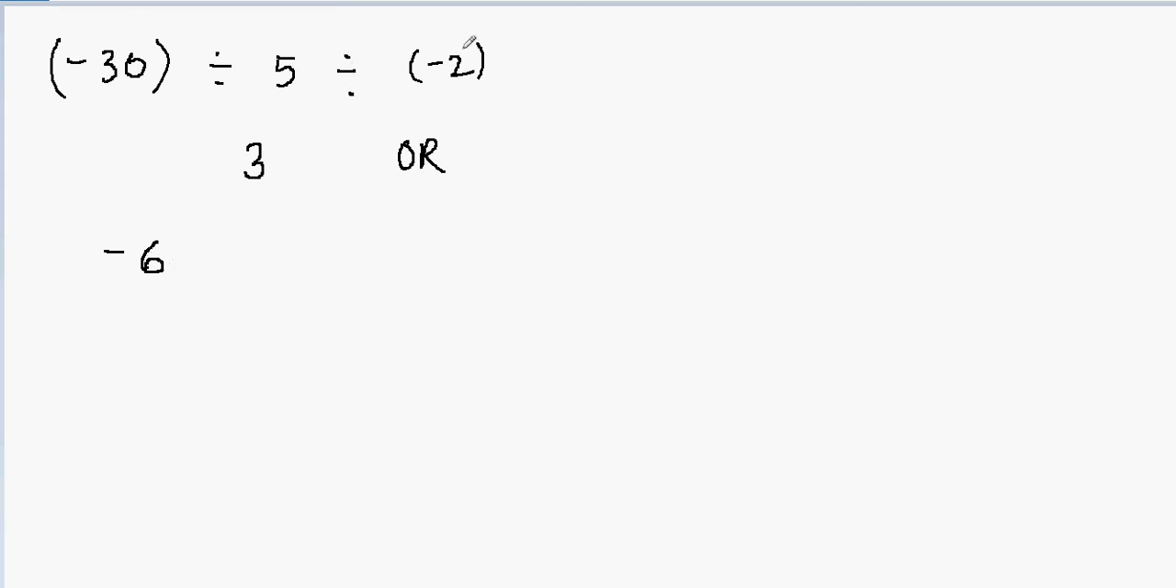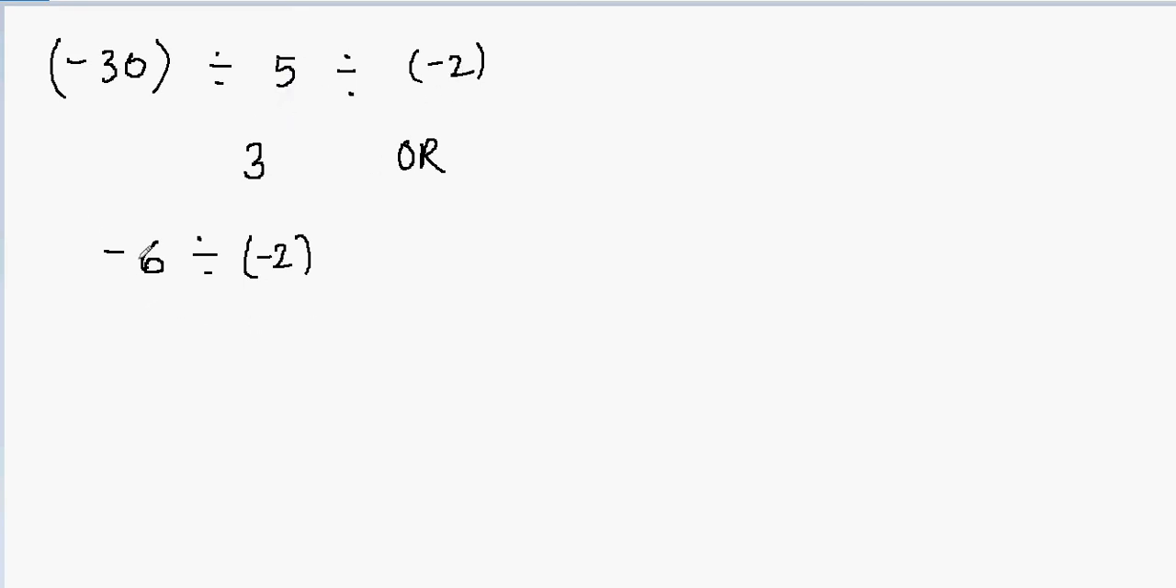Now let's do the remaining division. Now I have divided by negative 2. And when you're solving the equation, you have to use the order of operations. So you start from left and then you move to right. You divide these two numbers and then you move to the right. You can't just divide 30 by 2 and then divide that answer by 5. So you move from left to right. That's why we divide 30 by 5 first, and then whatever the answer is, we divide that by 2.